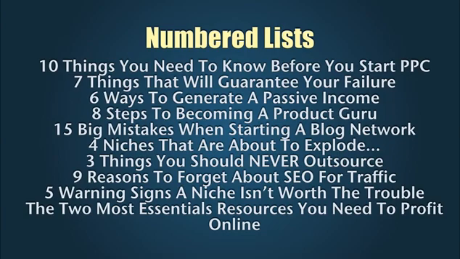Numbered lists. Numbered lists work really well for some reason. People just love that exactitude, that specificity of an amount of things. 10 things you need to know before you start PPC, before you start this, before you start that. Again, you can replace PPC with anything you want. 7 things that will guarantee your failure.